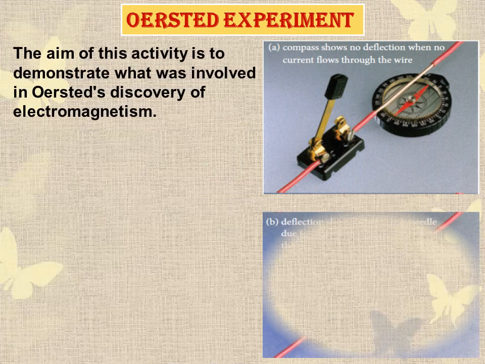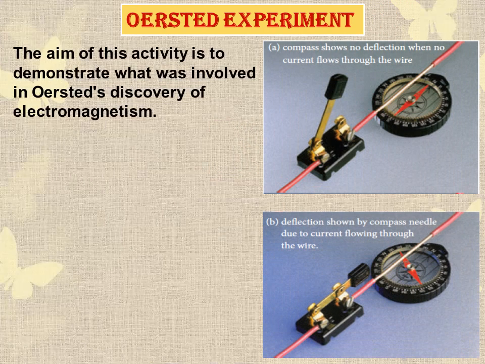Then when the needle was kept below the wire and current was passed from A to B, the north pole of the needle deflected towards the west, and on reversing the direction of the current from B to A, it deflected towards the east. Similarly, when the needle was kept above the wire and current was passed from A to B, the north pole of the needle deflected towards the east, and on reversing the direction of the current from B to A, it deflected towards the west.